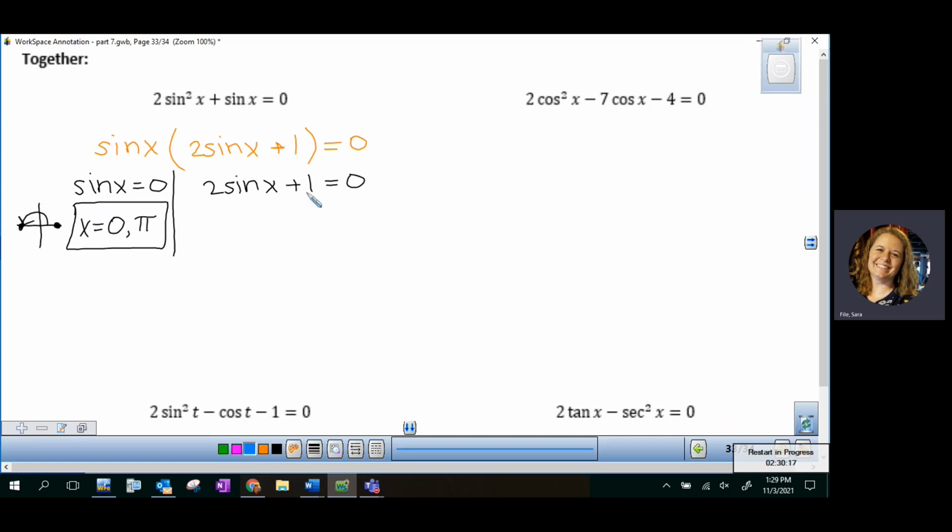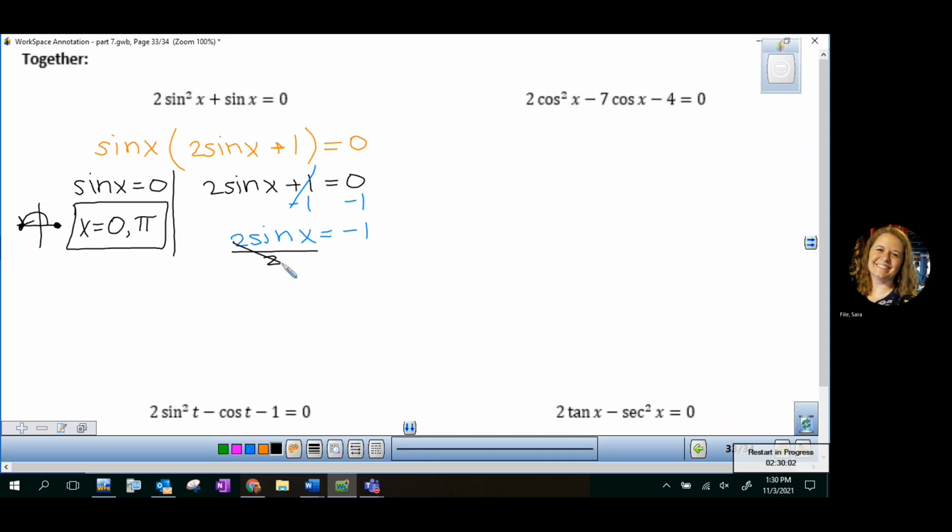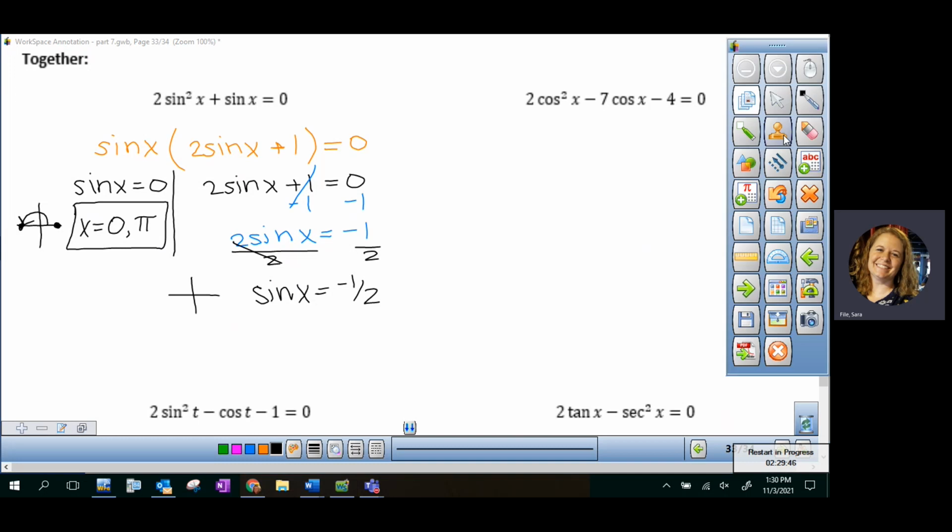Now over here, when I go to solve this, I would subtract the 1. And then divide out the 2. So I've got sine of x equals -1/2. So I'm asking myself, where is sine -1/2? You need to sketch it. Some of you will not have to do that.